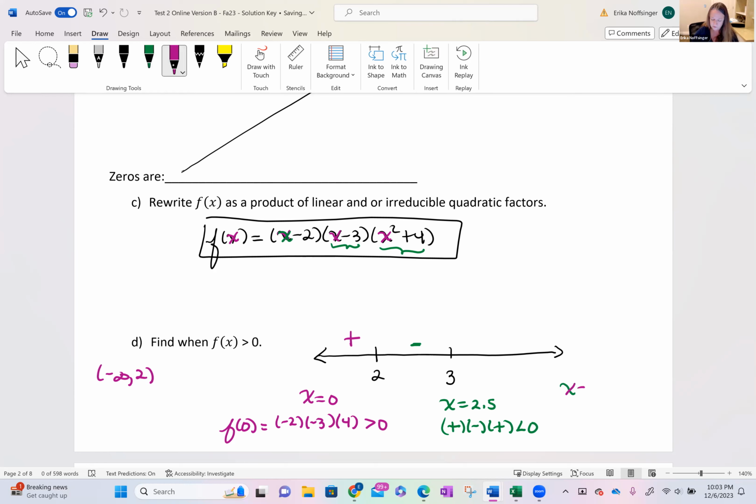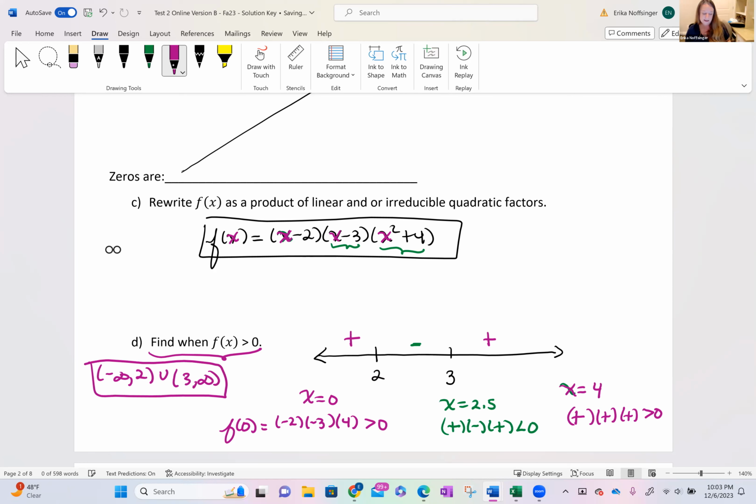So how about x equals 4? It has to be bigger than 3. And so let's go back in again and plug in our numbers into our function. When x is 4, 4 minus 2 is a positive number. 4 minus 3 is positive. 4 squared plus 4 is also positive. Positive times positive times positive is positive. It's bigger than 0. And so our solution is negative infinity to 2, not including 2, so that I have a parentheses there. And then from 3 to infinity, not including 3, so I have a parentheses there.